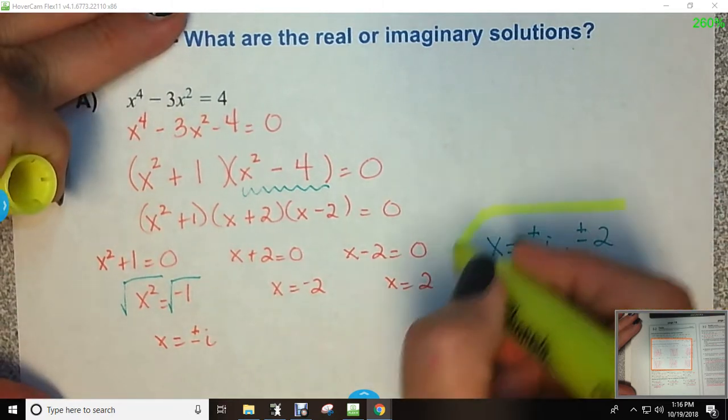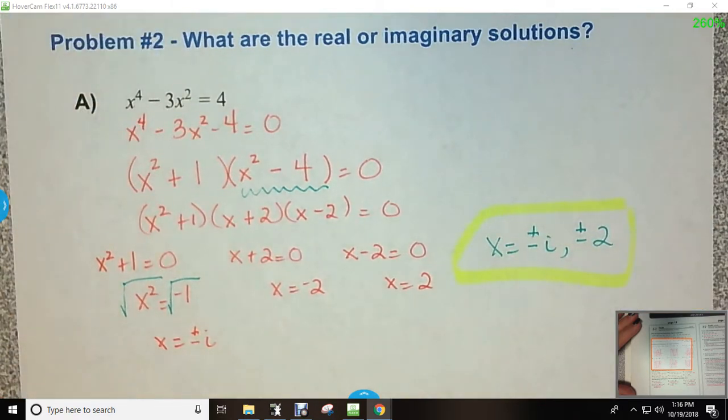Alright, when you are done, check yours with mine. Could you write it as, just write both of the 2's? You could write both of the 2's. You could even separate out the i's and write a positive i, comma, negative i, comma, positive 2, comma, negative 2. Yeah, either's fine.